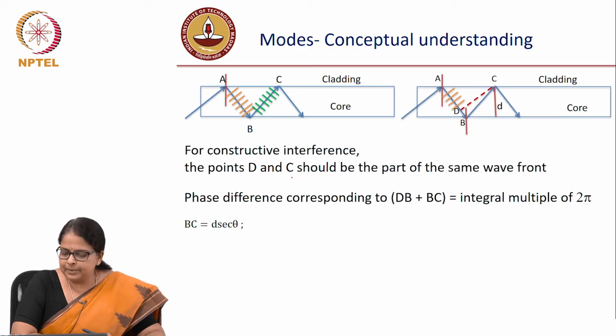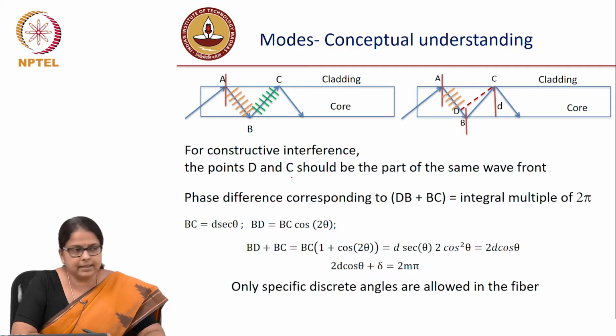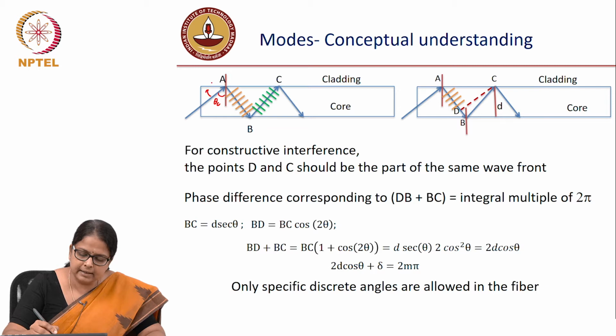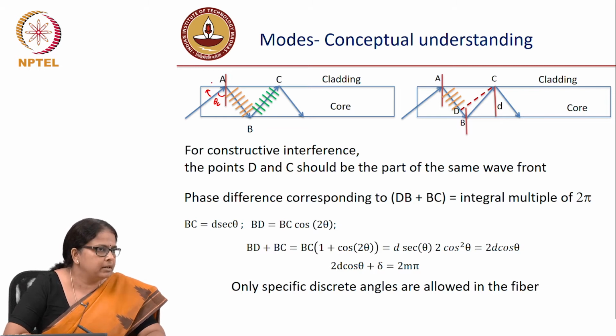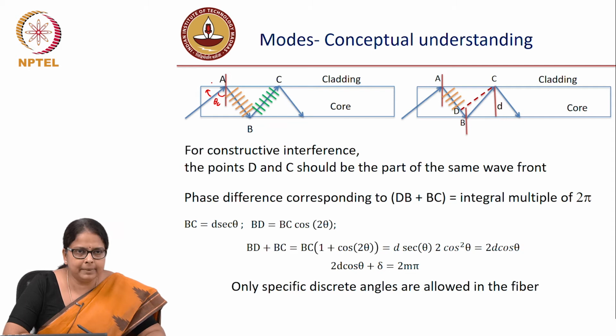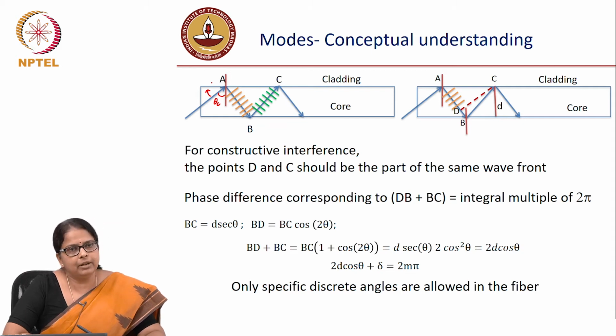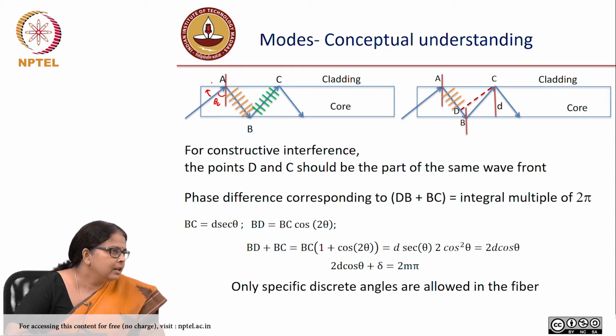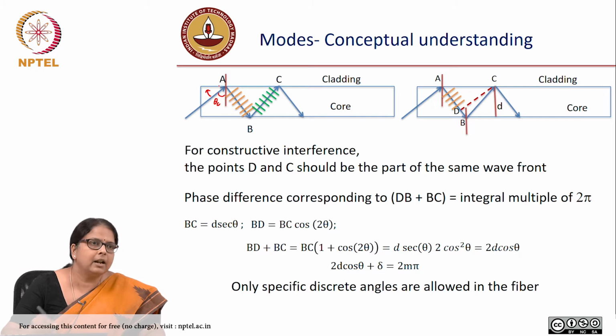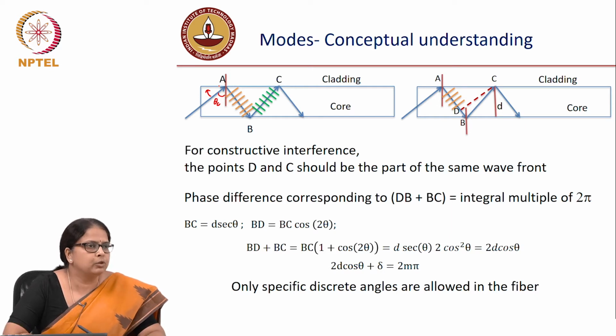Last time we did this conceptual understanding of the modes, where we said that only discrete angles are allowed, even though any angle greater than the critical angle. So, suppose this is the critical angle at the interface, ideally any angle that is greater than the critical angle should have been guided, but that does not happen. We did some very preliminary ray optics understanding to say that there are only certain specific angles that are allowed in the system, and those specific angles correspond to the modes of the fiber, transverse modes of the fiber.